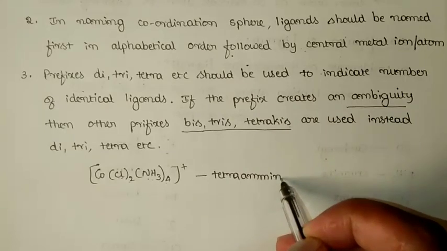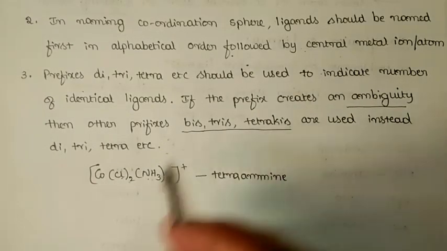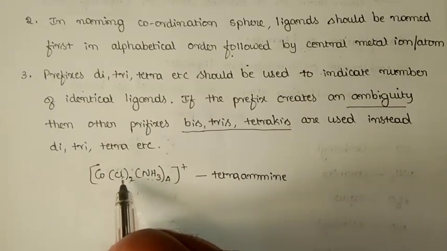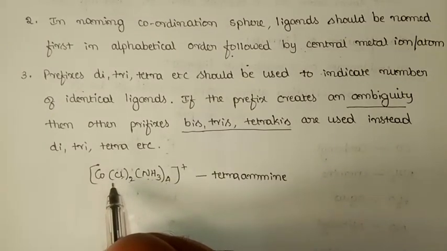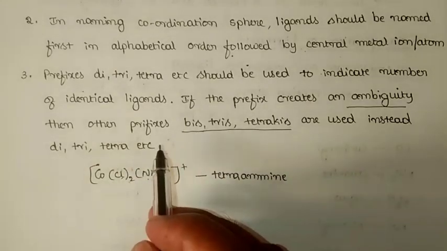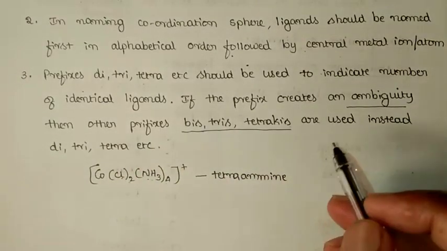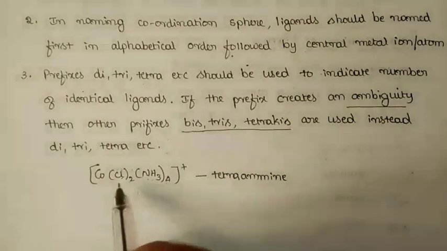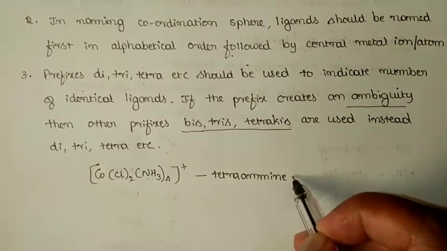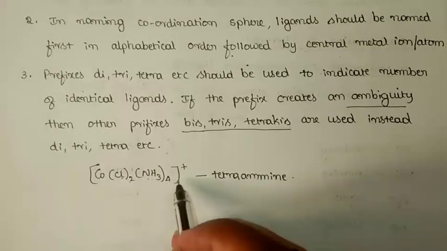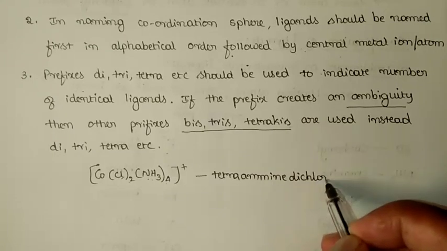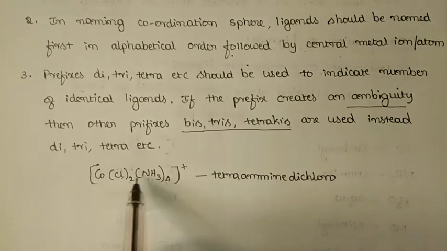So as I have told you, we have to use the prefix di, tetraamine. Then the next ligand is chloro, which is in 2 number. Cl is an anionic ligand. The name of an anionic ligand is supposed to end with the letter O, that we have said in the previous video, so you can cross check in my previous video regarding the names of the ligands. There are 2 Cl ligands, so it is tetraamine, and there are 2 number, so dichloro. Like this, we should give the names of the ligands.